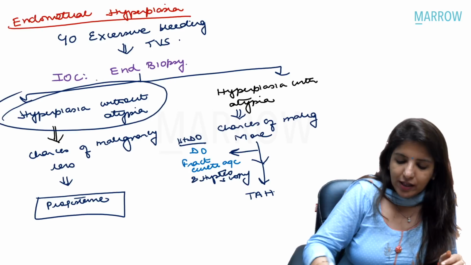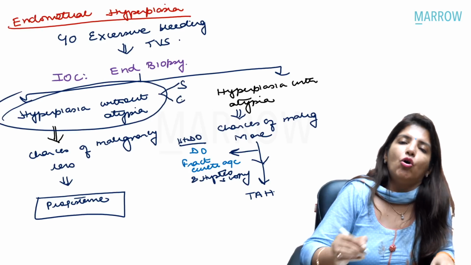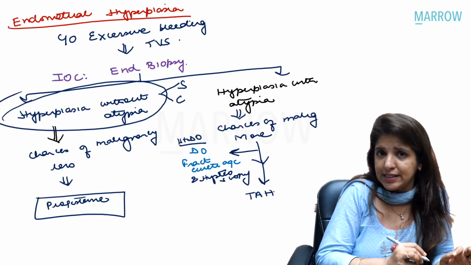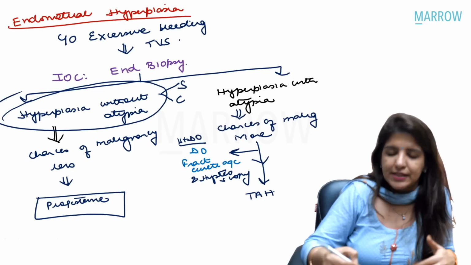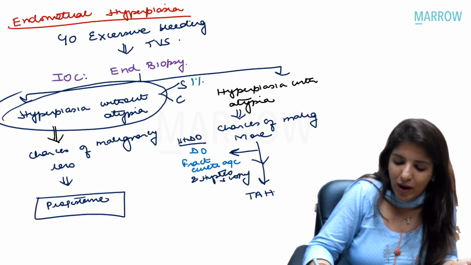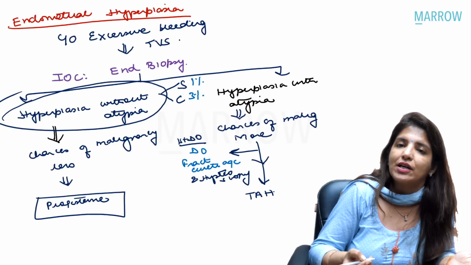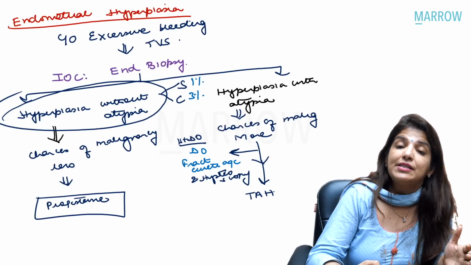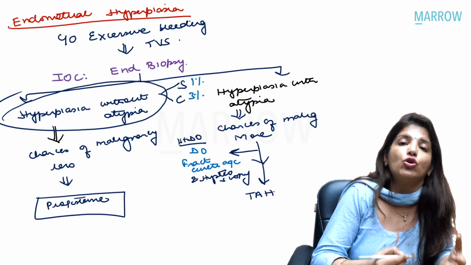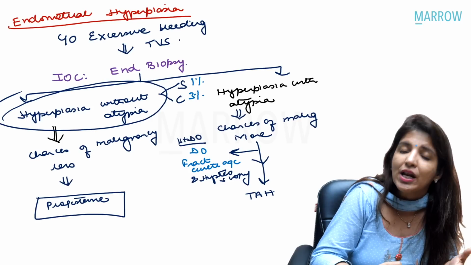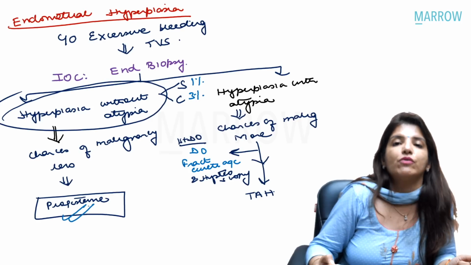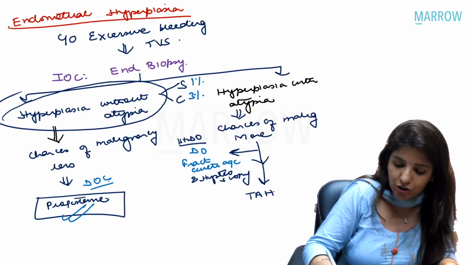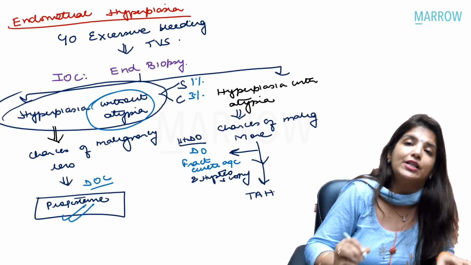Hyperplasia without atypia, whether it is simple or complex, has very little chance of malignancy. In simple hyperplasia without atypia the chance is 1%, and in complex it is 3%. Because there is endometrial hyperplasia, that means there is excessive estrogen, and to control that excessive estrogen, the hormone I am going to give the patient is progesterone. So the drug of choice is progesterone if the report comes as without atypia.